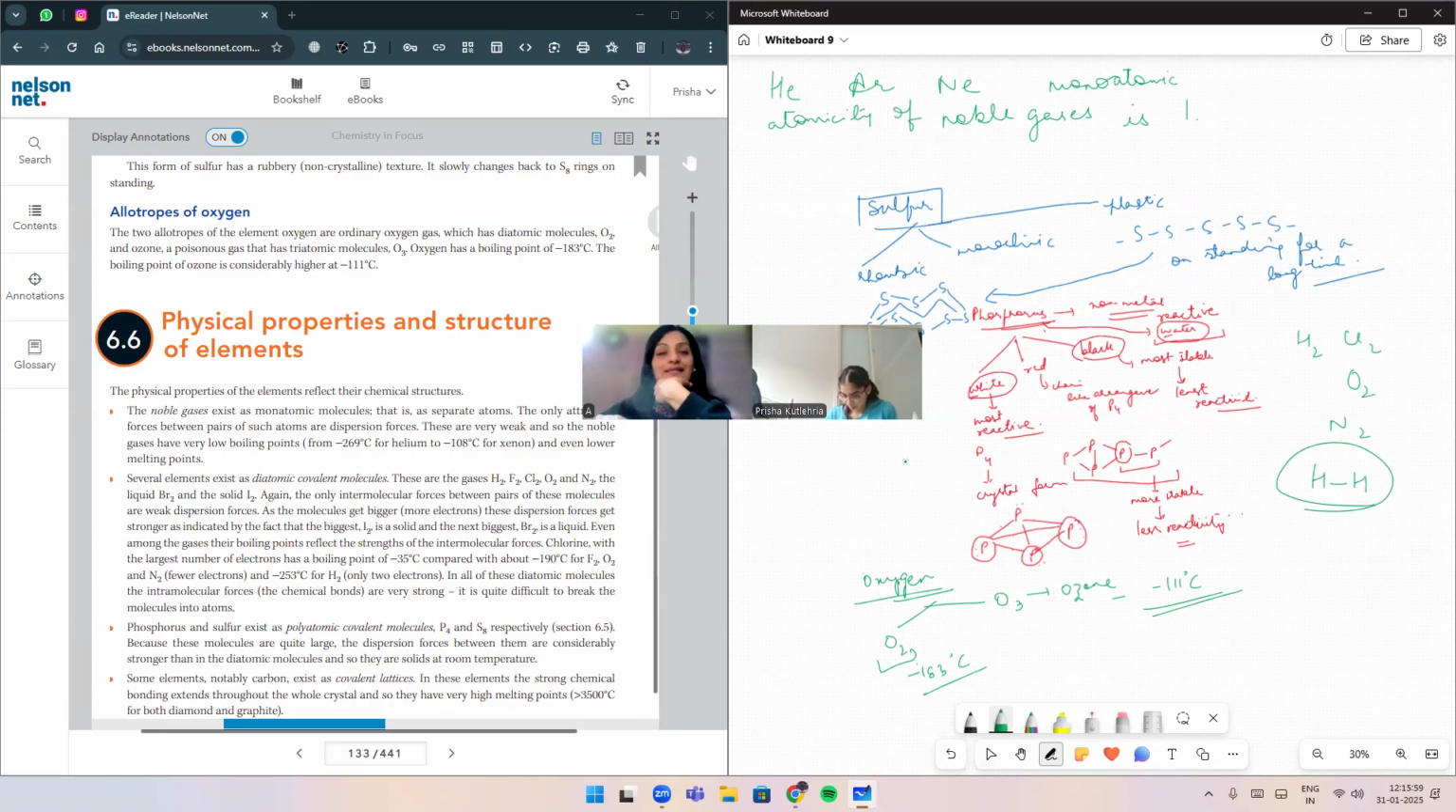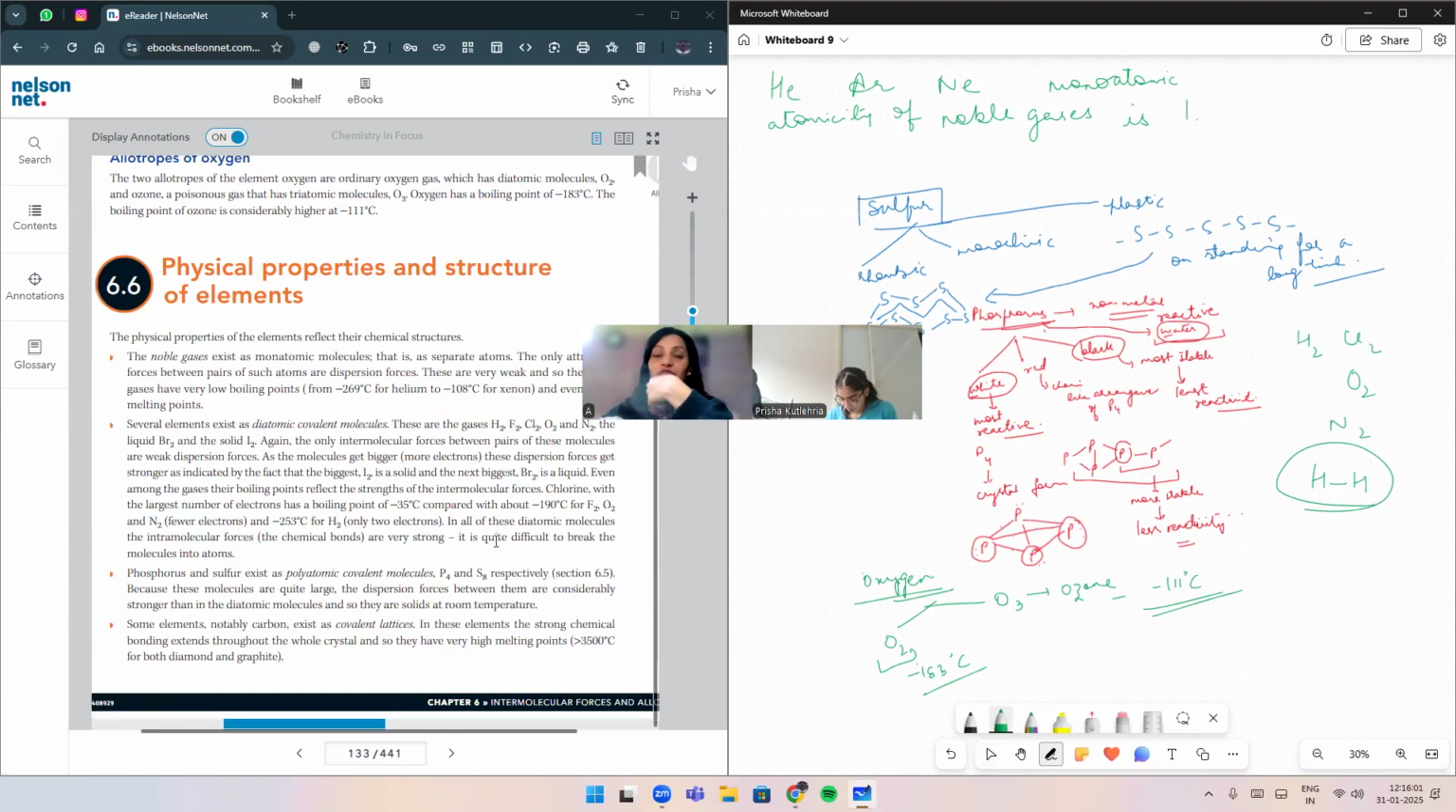Now, phosphorus and sulfur exist as polyatomic. The atomicity of phosphorus is 4 and the atomicity of sulfur is 8. So these molecules are very large, obviously. So dispersion forces are stronger if I compare them with monoatomic or diatomic molecules, and hence they are solid at room temperature.